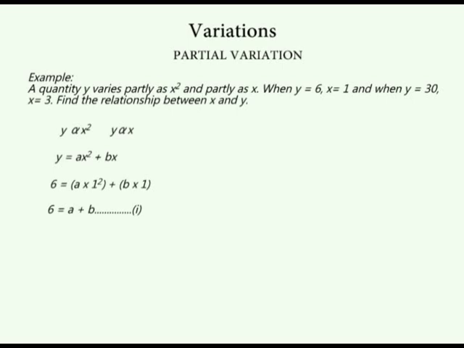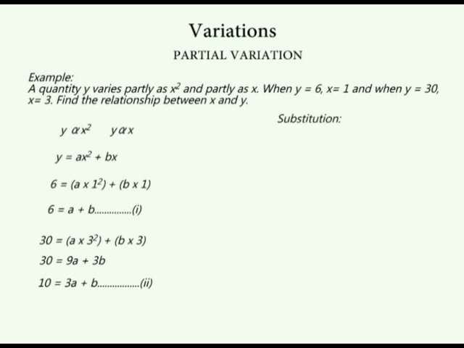Also, y is equal to 30 when x is 3. So 30 is equal to a times 3 squared plus b times 3. That gives us 30 is equal to 9a plus 3b. We can simplify that by dividing everything by 3. We shall get 10 is equal to 3a plus b. We call that equation 2. Equation 1 and 2 can be solved simultaneously to find a and b.